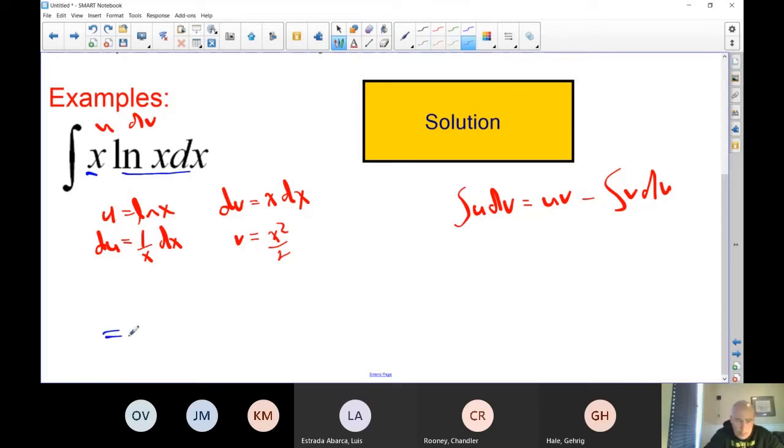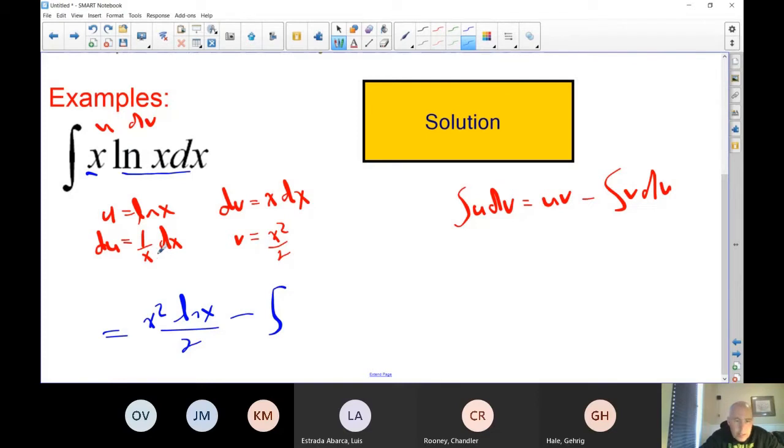So the formula is uv, so u and v, so x squared ln x over 2, that's uv. Subtract the integral. Now here's the thing I'm looking for. I want this integral to be easier than what I had here. Hopefully it will be. What do I need? The integral of v du.